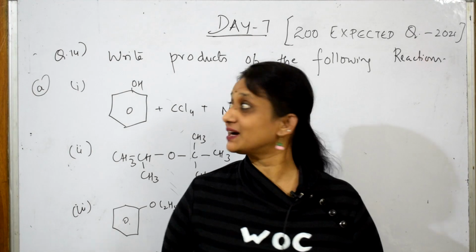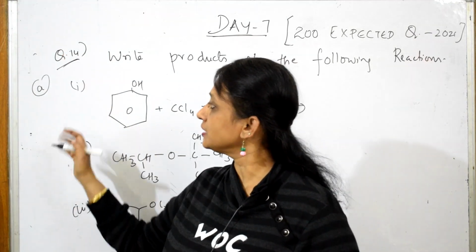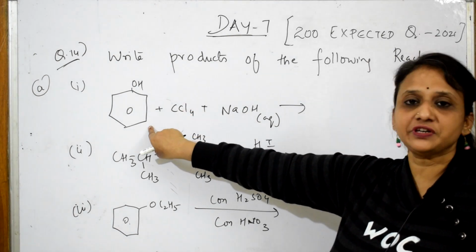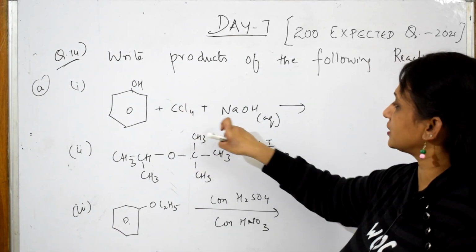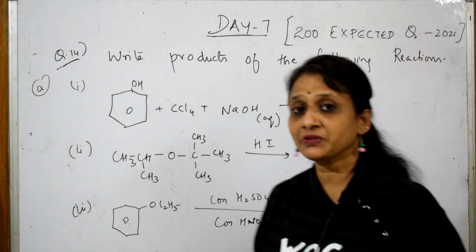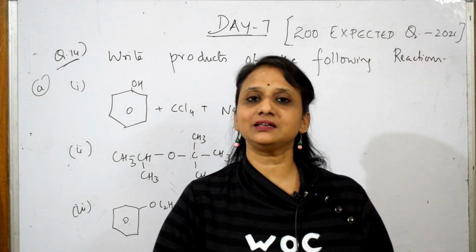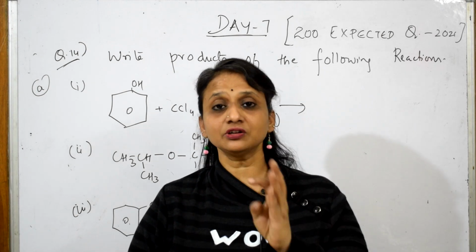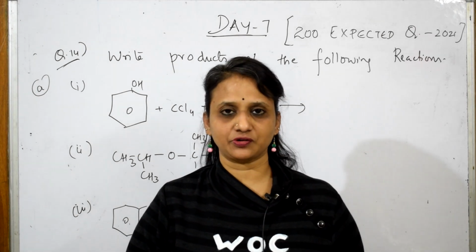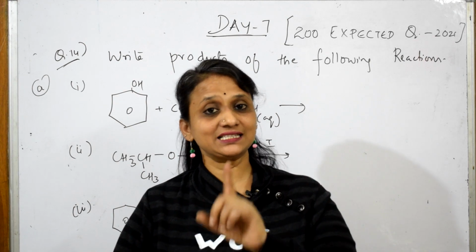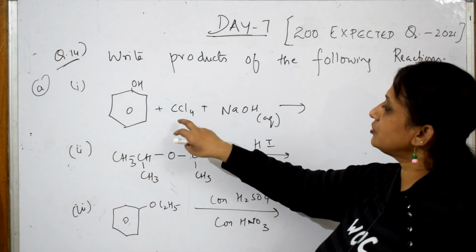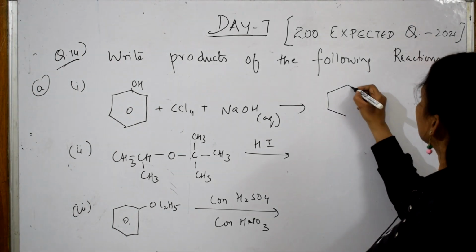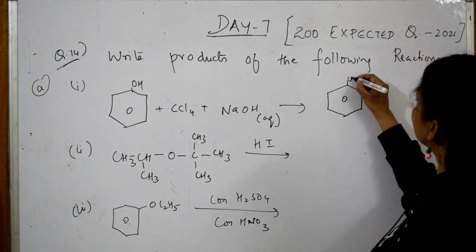Right, now let us come back and see the 14th question for the day. Again, it has part A. Here they have given us phenol, carbon tetrachloride, and sodium hydroxide. Remember, students, you have studied the Reimer-Tiemann reaction. In Reimer-Tiemann, chloroform plus potassium hydroxide gives salicylaldehyde, correct? Here, when you are treating with carbon tetrachloride and sodium hydroxide, the product formed is salicylic acid.